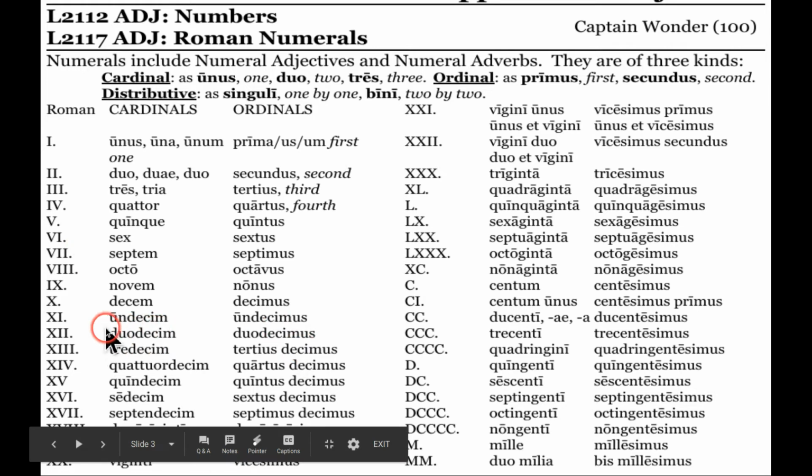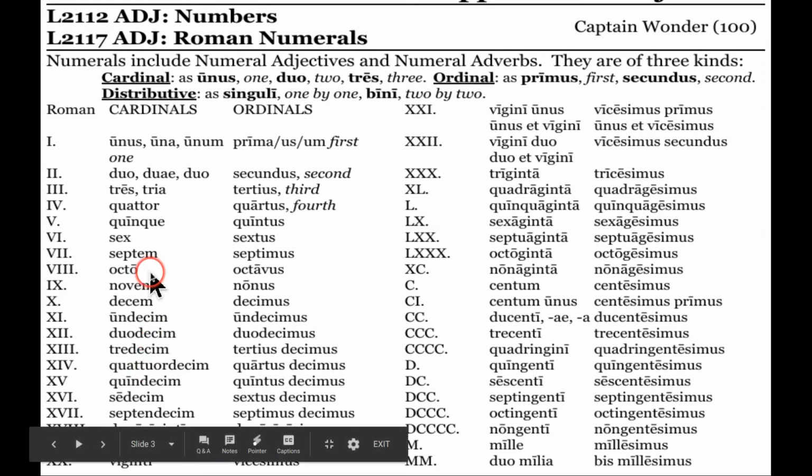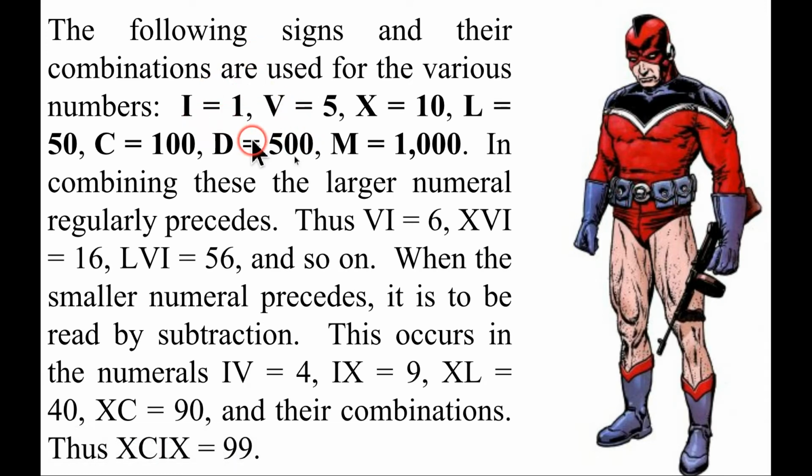So remember, undecim, 11, and duodecim, 12, but you also have to be prepared for 18, which is duodeviginti, or undeviginti for 19, 2 from 20, and of course 1 from 20. So, Roman numerals refresher, those are the main ones you have to worry about.